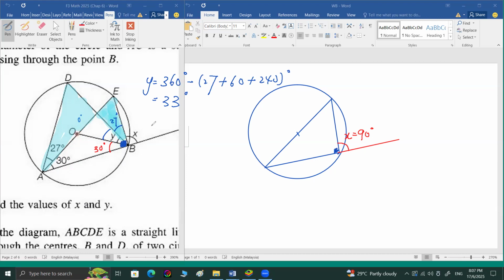So how to get y? Yeah, 90 minus 27 and 30. Okay, got it? Then you get 33. I think this method is easier, right? Easier than the one just now. That's right. Yeah, I said that you can have more than one method.